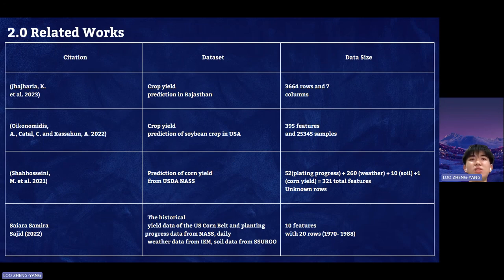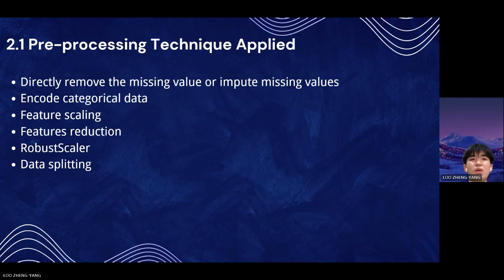Lastly, we studied an article using a dataset of the historical yield data of the US corn belt and planting progress data from NASS, daily weather data from IEM, and soil data from SSURGO. They have 10 features with 20 rows. These are the few articles.